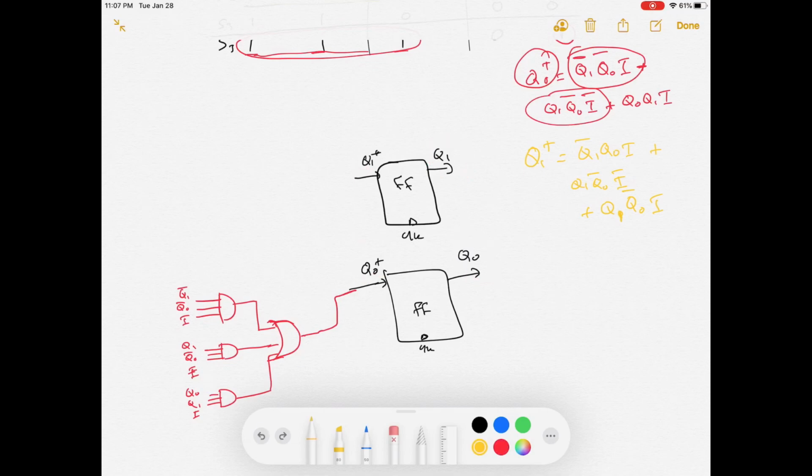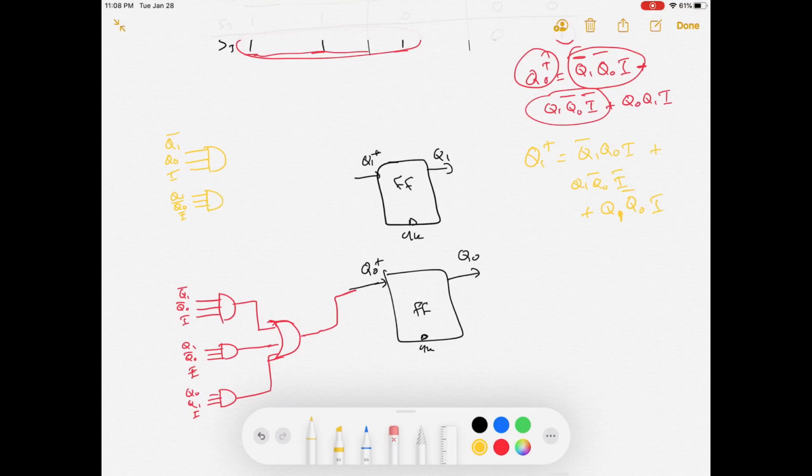So now we will do the same thing for Q1 plus. The first AND gate will be Q1 not, Q0 and the input. The second AND gate will be Q1, Q0 not, and input not.